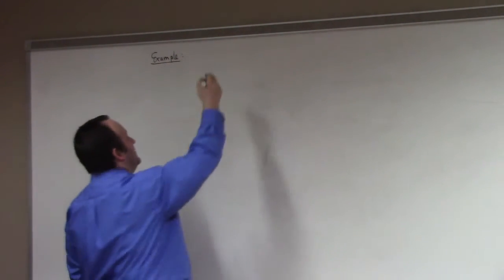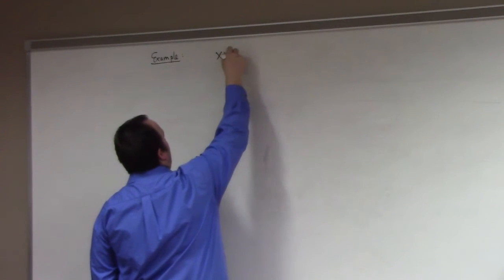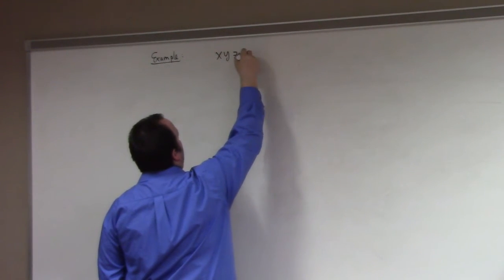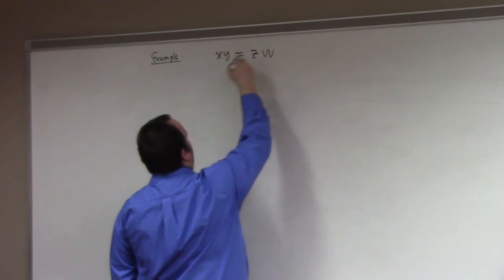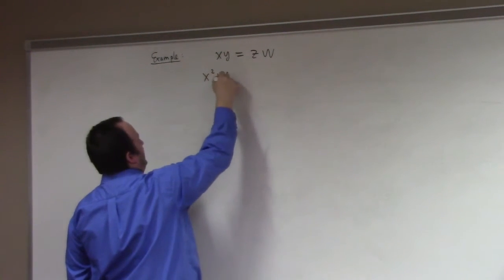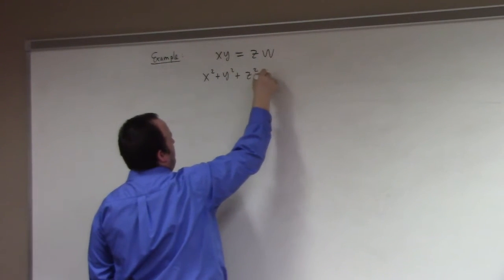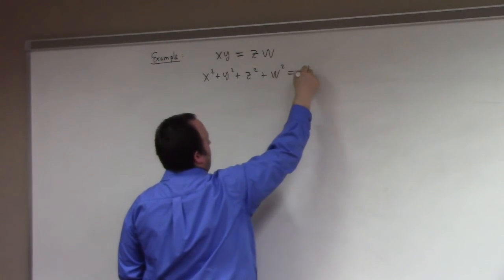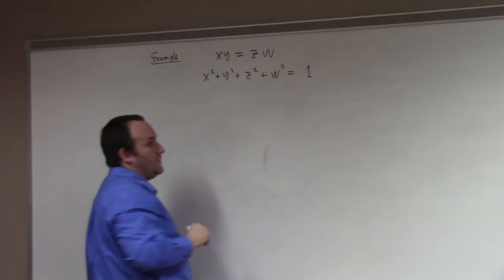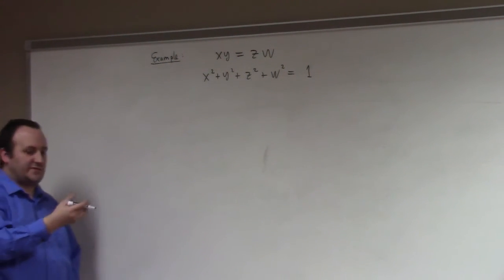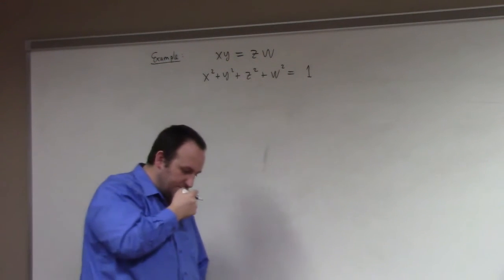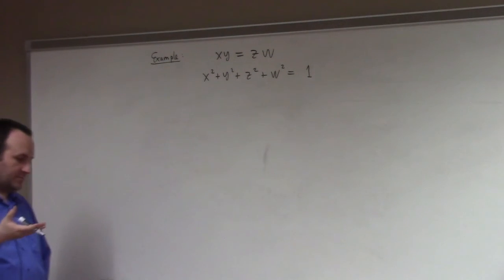So here's the problem. Suppose you have x, y, z, w. xy is equal to zw, all right? And you also know that x squared plus y squared plus z squared plus w squared is equal to 1, right? So what's the deal with this sort of example? How do we think about it?